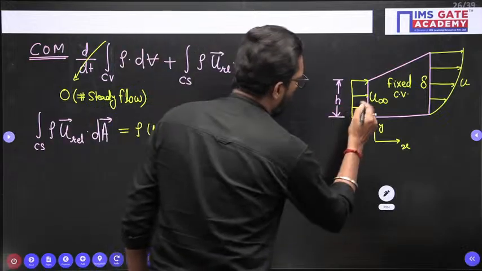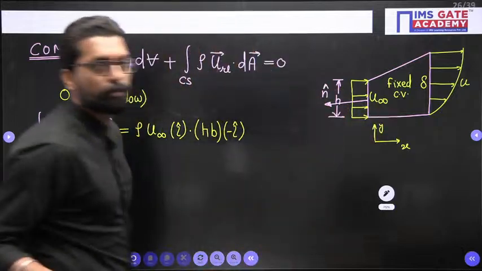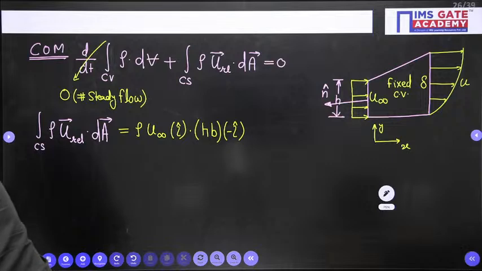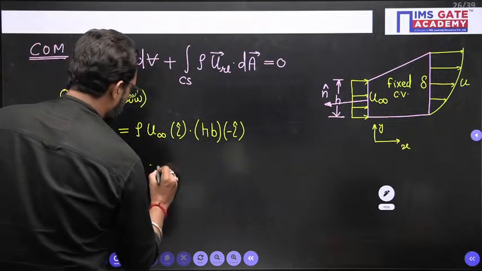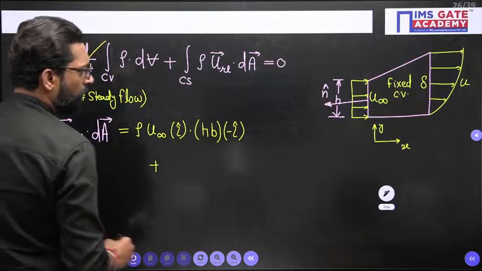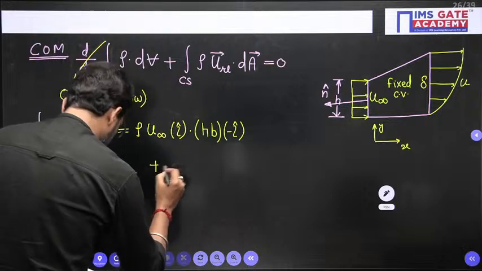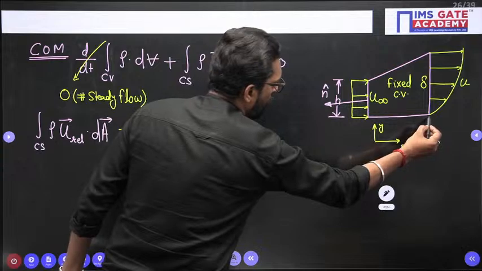Why? Because this is your n cap, always perpendicular to the outward. So minus. So what is this one? First, okay. So this one is plus. Now this is your control volume. So the integration over the surface is from 0 to delta.